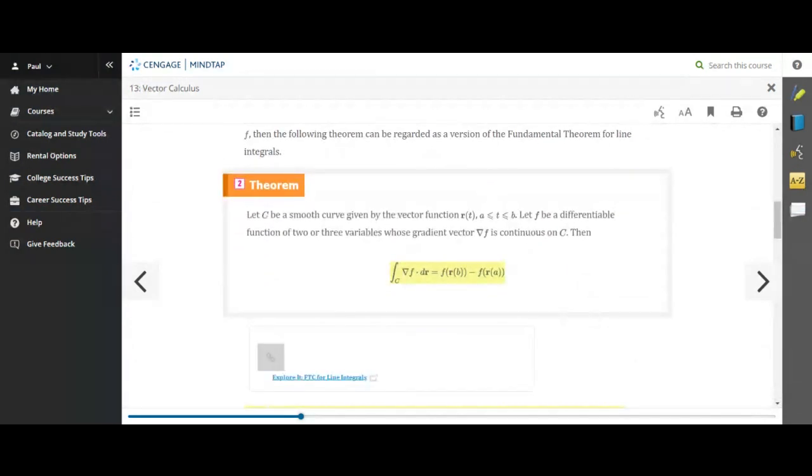This is the fundamental theorem of line integrals. We let C be a smooth curve given by a vector function where t goes from A to B, and we assume that f is a differentiable function of 2 or 3 variables whose gradient vector is continuous on the curve.